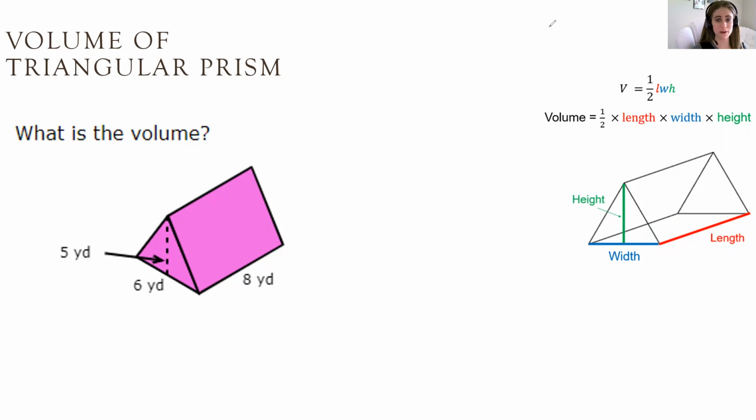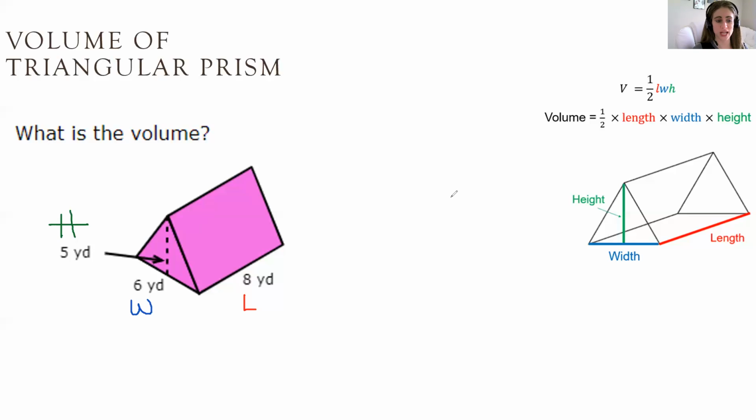All right, first step. Yes, it's a new formula. Yes, it's a new shape, but you're going to see our steps are very similar. We first want to identify the information we're given. If we look at our triangular prism here, I can see we have a length of 8. That is our longest side. And then the bottom, the width is 6. And this dashed line is showing us how tall it is, so our height.